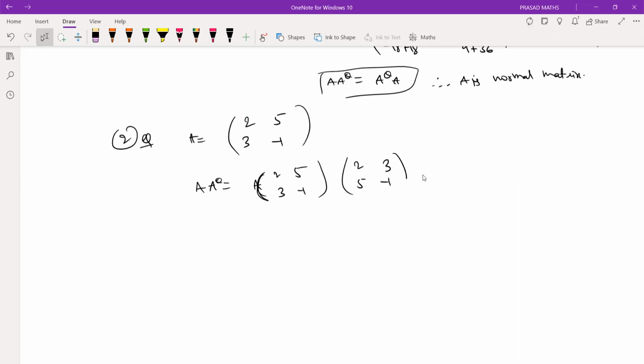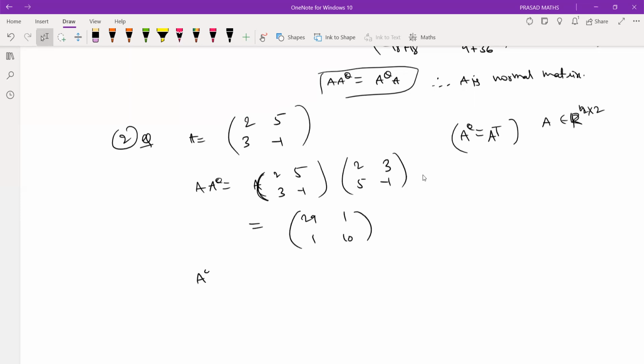It is a real matrix. A theta is nothing but itself, A transpose, because A is a real matrix. Understand? A belongs to R2 cross 2. Therefore, A theta is nothing but A transpose. Therefore, this 2, 5, 3, minus 2. Therefore, 4, 25. Therefore, 29. 6, 6 minus 5, 1. 6 minus 5, 1. 9 plus 1, 10.